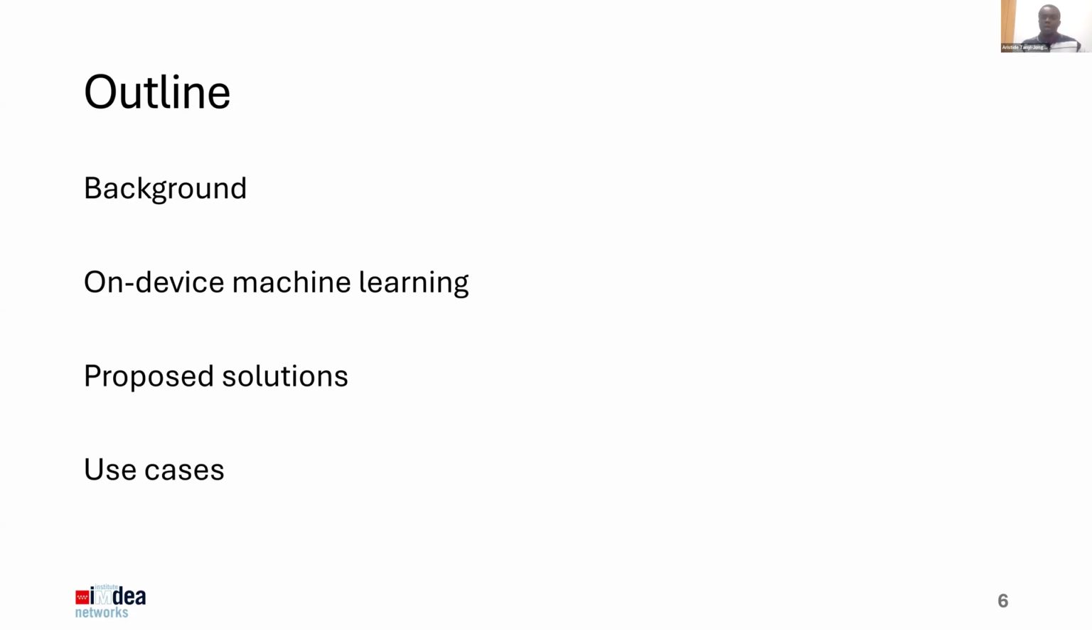So we'll first of all have a background where we try to establish the journey from the traditional networking systems that we have up to the current fully programmable networks that we have. Then we will narrow down the scope to focus on on-device machine learning, notably in programmable switches. Then we will look at one of the solutions that we've proposed in order to be able to save time. And then we will show a practical application of this proposed solution in a real-world scenario.